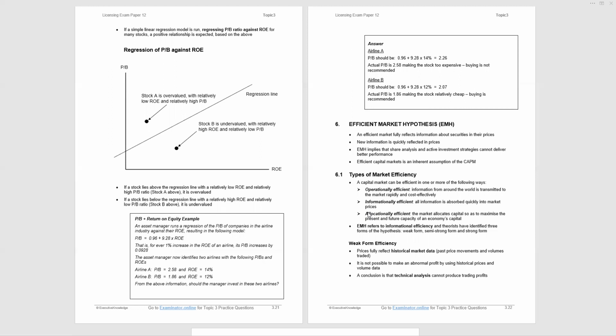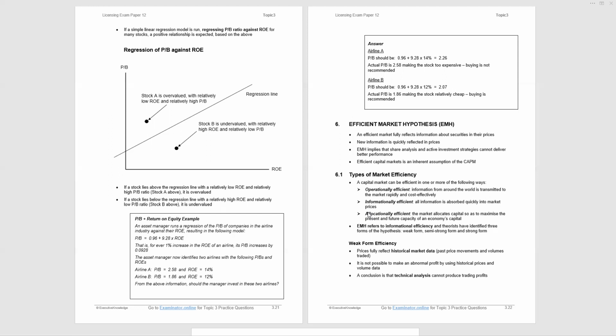Now let's look at an example of price to book and return on equity. An asset manager runs a regression line on price to book of companies in the airline industry against return on equity, resulting in the following model. Price to book, that's the y-axis, is equal to 0.96, that's where the regression line crosses the y-axis, plus 9.28, that is the gradient of the line, multiplied by return on equity, that's the x variable.